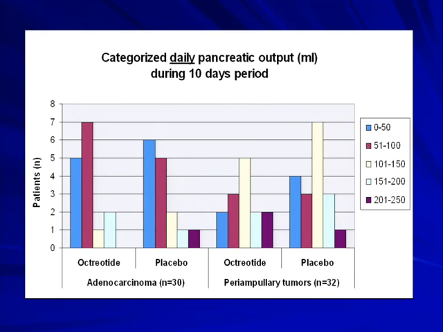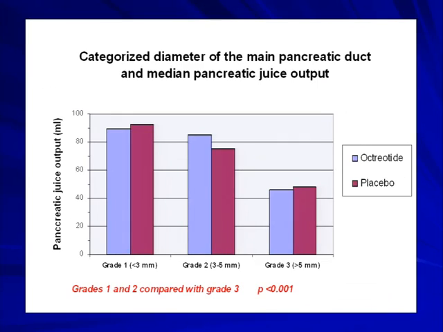When we categorize daily pancreatic output during 10 days, the group of patients with periampullary tumor was associated with a greater amount of pancreatic juice compared with the group of patients with adenocarcinoma, and there was no difference within these 10-day periods between the octreotide and placebo groups.